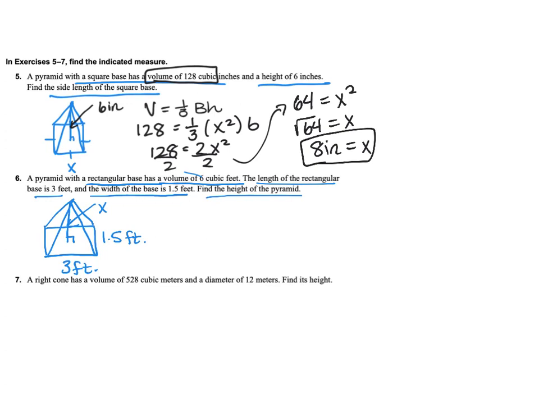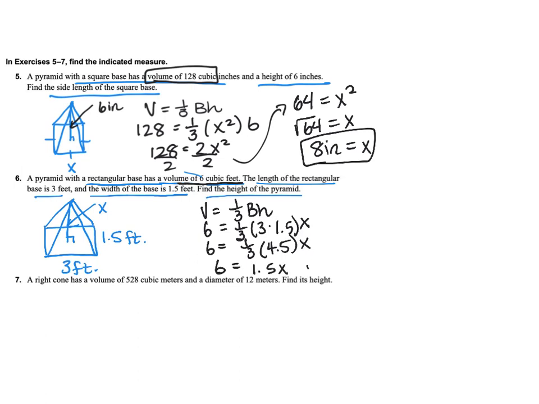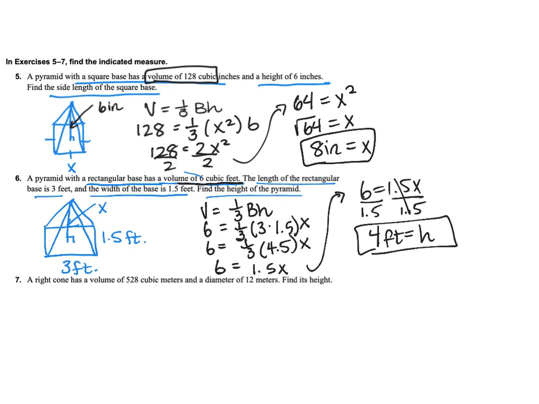And again, they gave us volume, so we're working backwards here. So the volume is 6, so we'll sub that on the left. Area of the base would be length times width, so 3 times 1.5, and then the height we don't know. And we'll just keep simplifying. 1/3 of 4.5 is 1.5. Okay, and then we'll divide by 1.5. And you get 4. All right, so the height is 4 feet. It was X, but H for height, right?